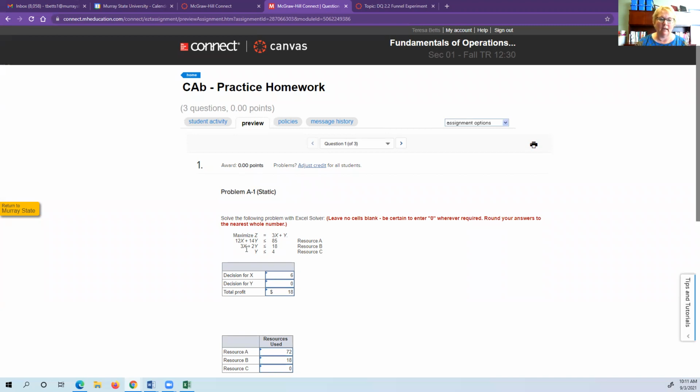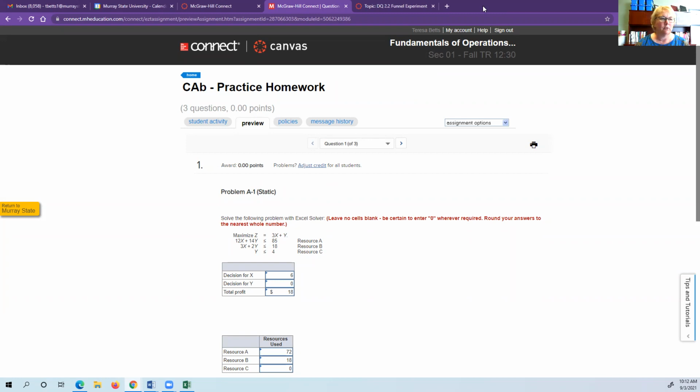In the same way, 3X plus 2Y less than or equal to 18 for resource B says that for every X that we produce, it's going to take 3 of resource B, and for every Y that we produce, it's going to take 2 of resource B. We only have 18, so we can't use any more than 18. And for each Y that we produce, it's going to take 1 of resource C, and we only have 4 of those available.